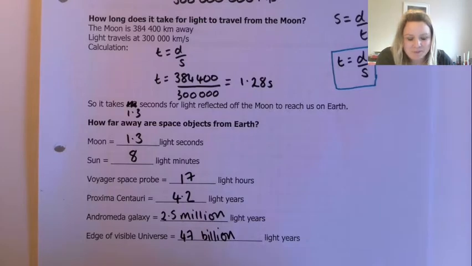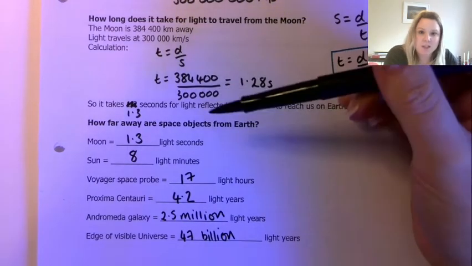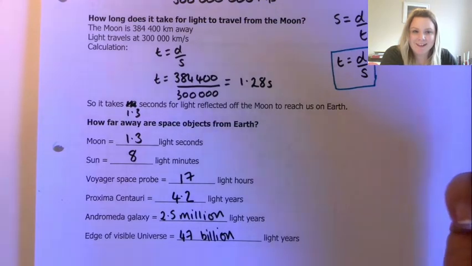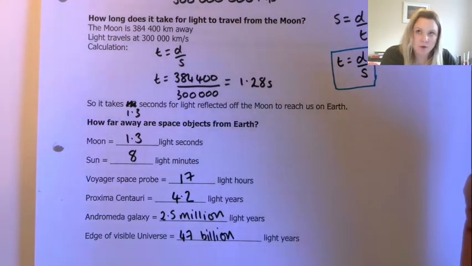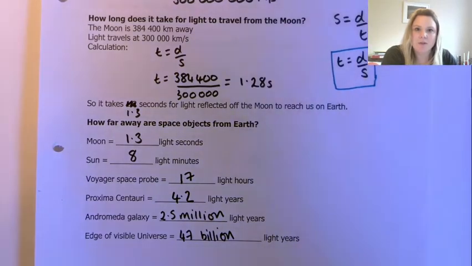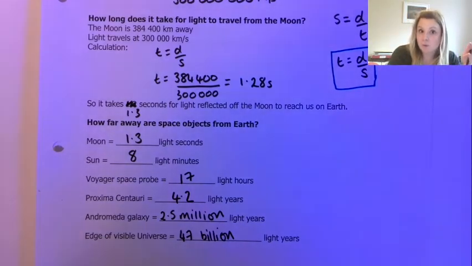Okay, now I want to also talk about what these numbers actually mean. So how far away are space objects from Earth? We just figured out that the moon is 1.3 light seconds away from Earth. So that means that it takes 1.3 seconds for the light that's reflected off the moon to reach the Earth. So whenever we look at the moon, we're seeing it as it was 1.3 seconds ago. Now, that doesn't sound like much.